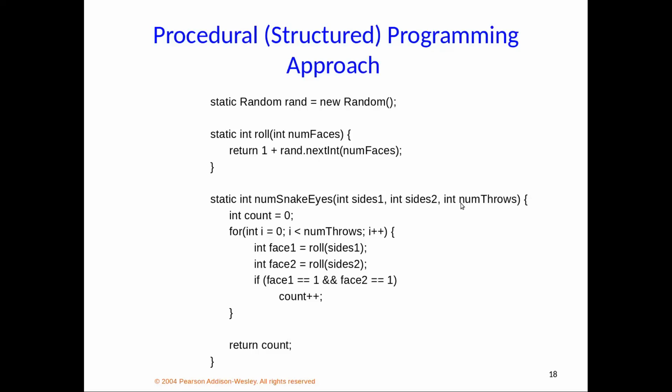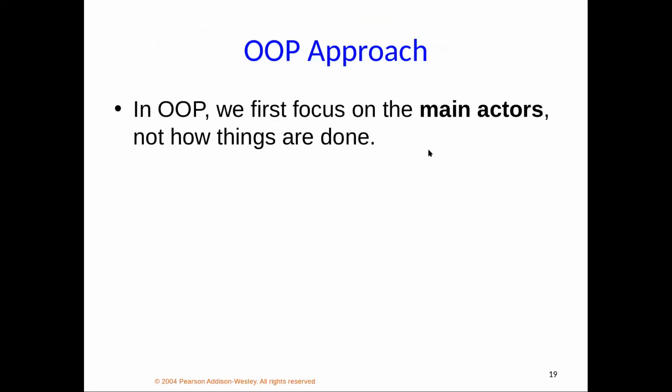So in the example we said there will be 100 throws. So we have a loop. It will go on from 0 to 99, and it will roll 100 times, and it will simply count the number of times each dice has showed 1, and the count is written. So this is what the number of snake eyes is, right? This is how we would have done it in procedural style.